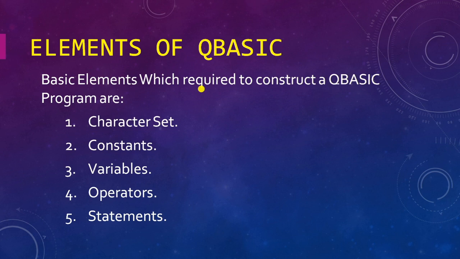Now while writing a QBASIC program, what are the specific elements we use? We need to understand that we cannot just write anything. There are separate character set, constants, variables which we need to use while writing this QBASIC program. Now basic elements which are required to construct a QBASIC program are character set, constants, variables, operators and statements. For today's video we will see up to operators. So let's get into it.